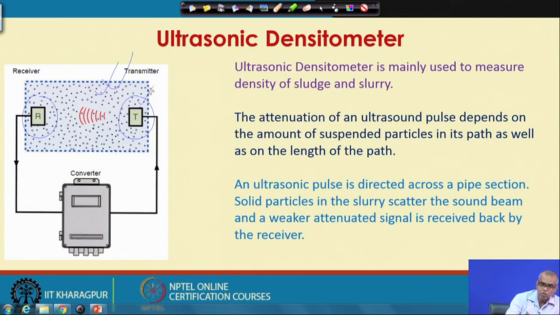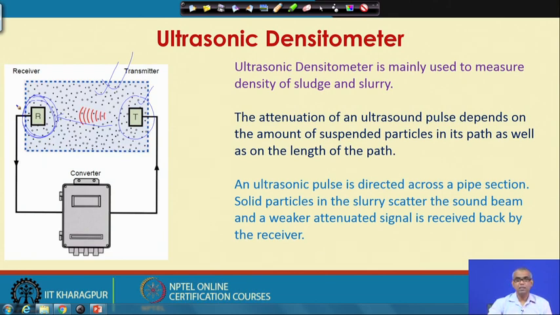So, you generate ultrasound using the transmitter. Ultrasound travels and it is received by the receiver. As the ultrasound travels, the intensity decreases because it interacts with the particles that are present in the sludge or the slurry. So, a weaker or attenuated signal is received by the receiver. This attenuation depends on the density of the slurry or sludge.